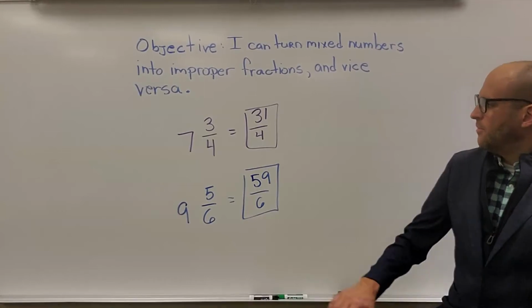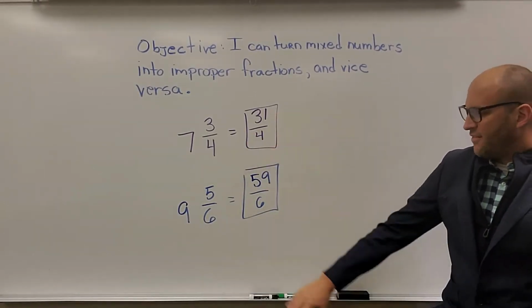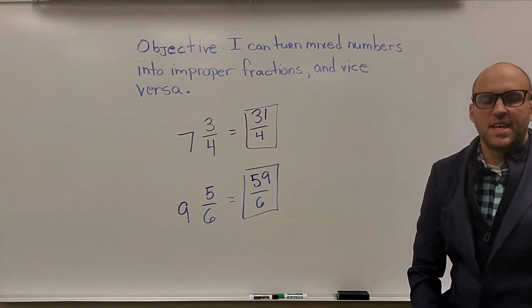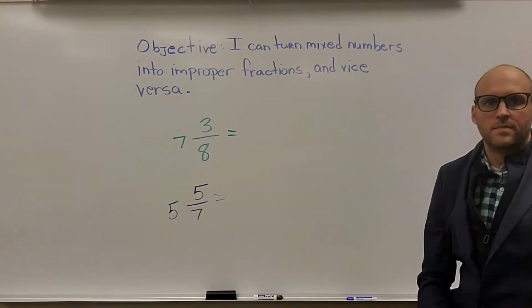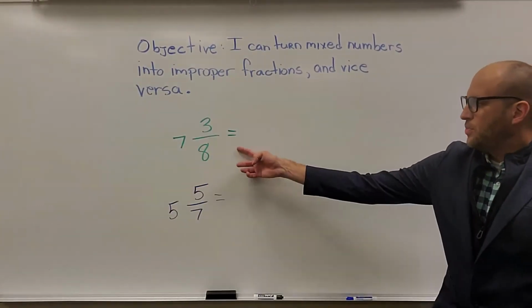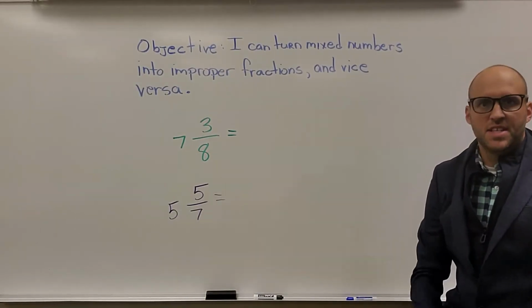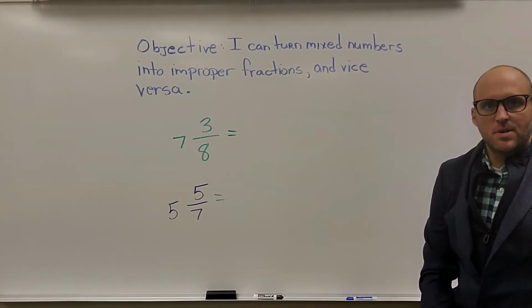All right, friends, hopefully for the first problem, you ended up with 31 over 4. And for the second problem, hopefully you ended up with 59 over 6. Let's do a couple more mixed number problems. All right, for these 2 problems, I have 7 3/8 and 5 5/7. Same thing as before, turn these mixed numbers into improper fractions.